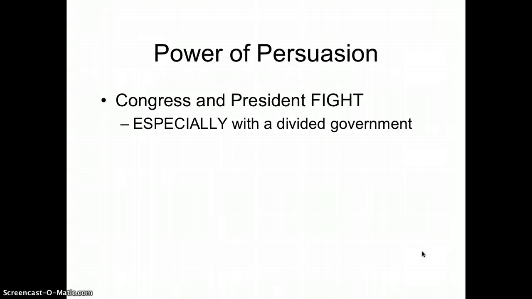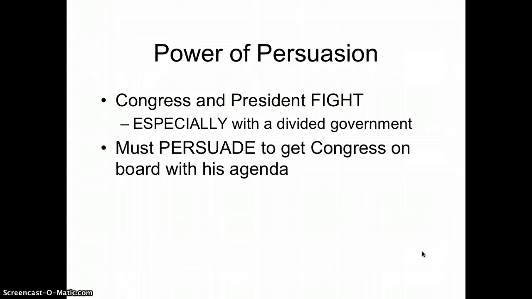So it's up to the president, in large part, to really persuade Congress to do what he wants. And this is not easy. He's got to get them on board with his agenda. If he wants to pass rules about gun control, or if he wants to get involved in Syria, Congress potentially needs to sign off on that. Though, as you know, when it comes to war, sometimes the president can get involved without Congress's permission, even though they technically have the power to declare war.